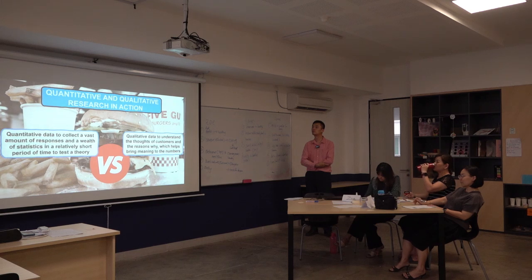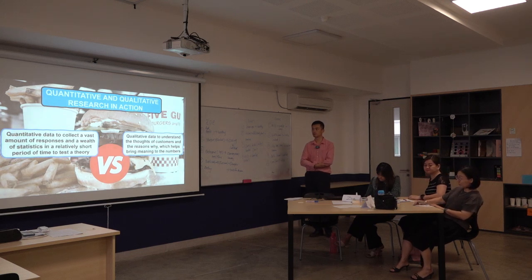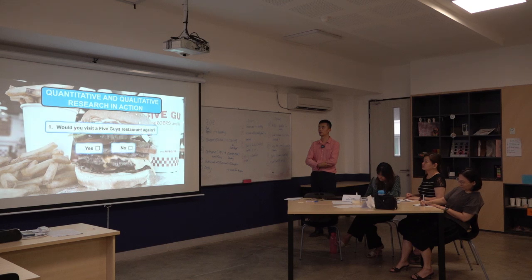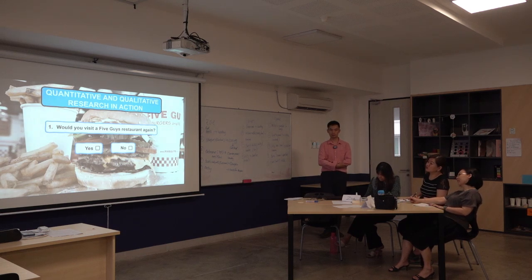Let's have a look at how a business such as Five Guys could utilise a combination of quantitative and qualitative research questions to provide them with a detailed understanding of their customers' views in relation to visiting one of their fast food restaurants. The first question could be, would you visit Five Guys again? With the option yes or no. This would provide Five Guys with quantitative data and a quick overview of how many customers would return to Five Guys restaurants.